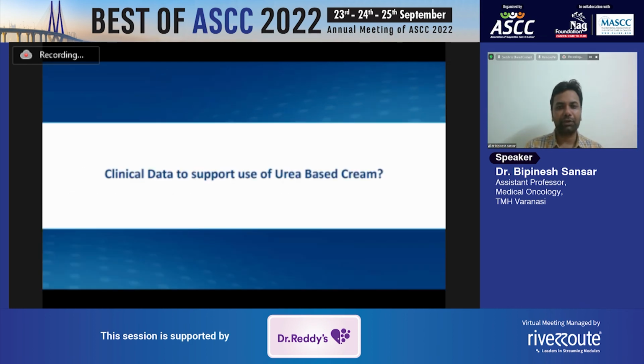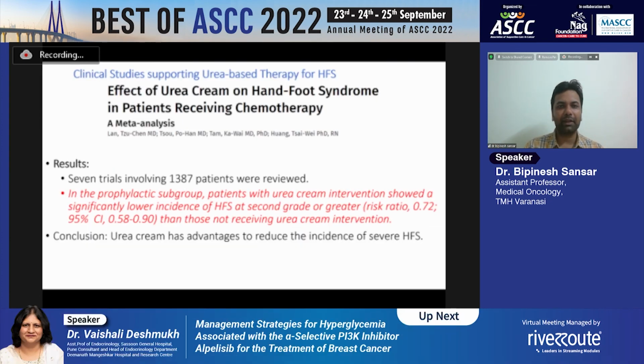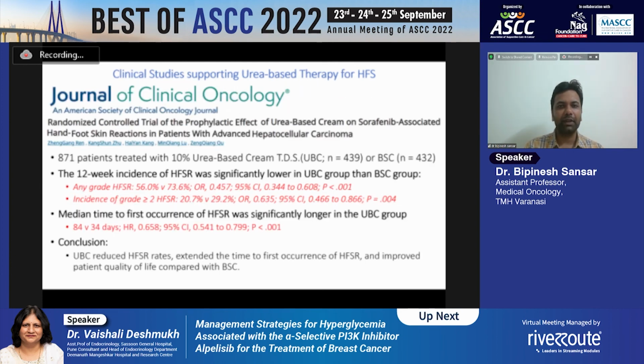And the clinical data to support the use: studies have been done, meta-analyses, which show that the prophylactic subgroup of patients had a lower incidence of HFS grade 2 or more, with a risk ratio of 0.72. Also, in the JCO publication, a urea-based cream was used in sorafenib-associated HFSR. The 12-week incidence of any grade HFSR was reduced by around 20%, and the median time to first occurrence was also delayed. So this has shown improvement in the prevention of HFS.